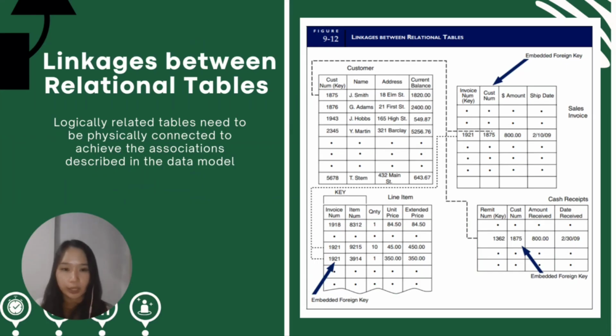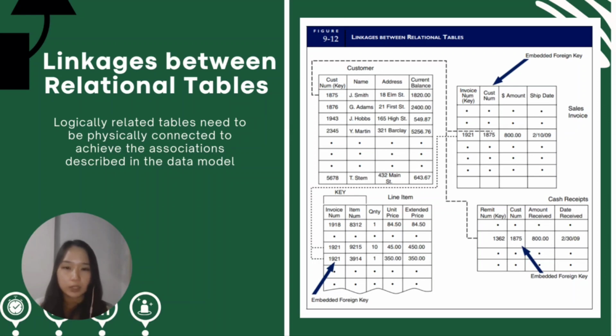Linkage between relational tables. Logically related tables need to be physically connected to achieve the association described in the data model. Using foreign keys accomplishes this, as illustrated in the previous table. In this example, the foreign keys are embedded in the related tables. For instance, the primary key of the customer table, the customer number, is embedded as a foreign key in both the sales invoice and the cash receipts tables.